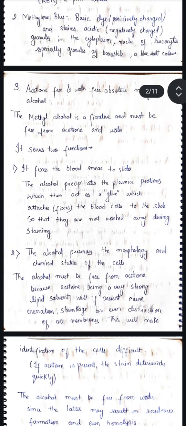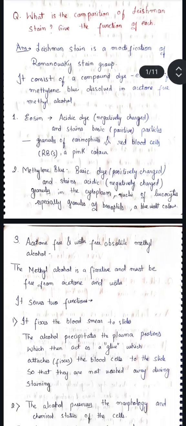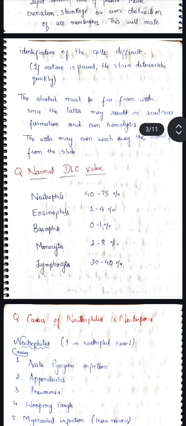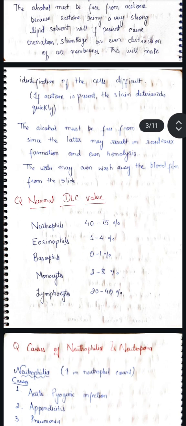So, if the acetone is at all present, the stain will deteriorate quickly and there will be no use of that stain. Now, the alcohol must be free from water, since water presence may result in the rouleau formation and even the hemolysis, right? Water will result in the stacking of RBCs and the hemolysis, and the water may even wash away the blood film from the slide. So these are the various components of our Romanowsky stain, the Leishman stain, which is used in the PBS staining.